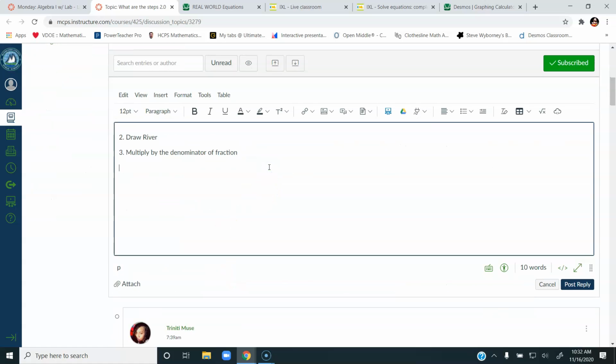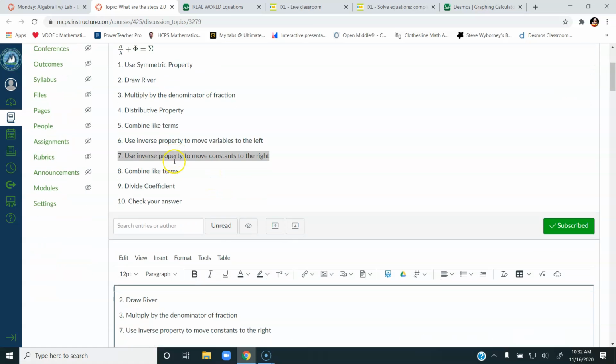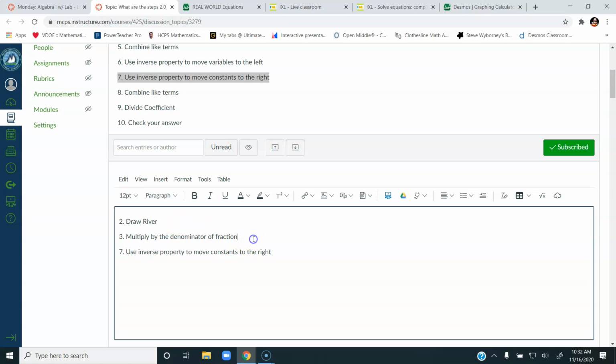All right. Now, that really should solve our entire equation. So let's see how we did. So we're going to draw a river. We're going to multiply out the fraction. So I'm going to go over here.